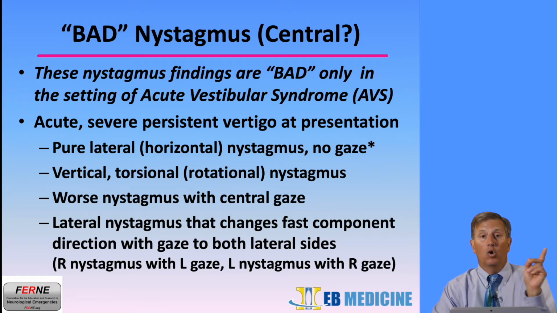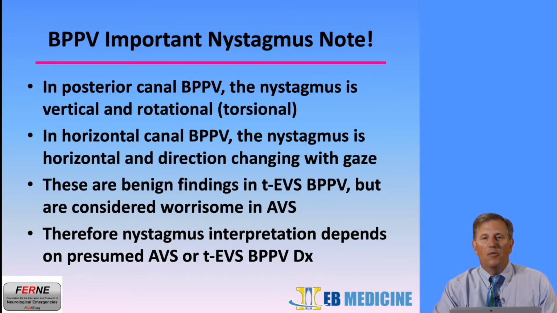Gaze to the left, quick nystagmus right. Gaze to the right, quick nystagmus left. All of these are considered bad or likely central cause findings with acute vestibular syndrome. The reason I keep pointing out the concept of these being bad findings in acute vestibular syndrome is this.